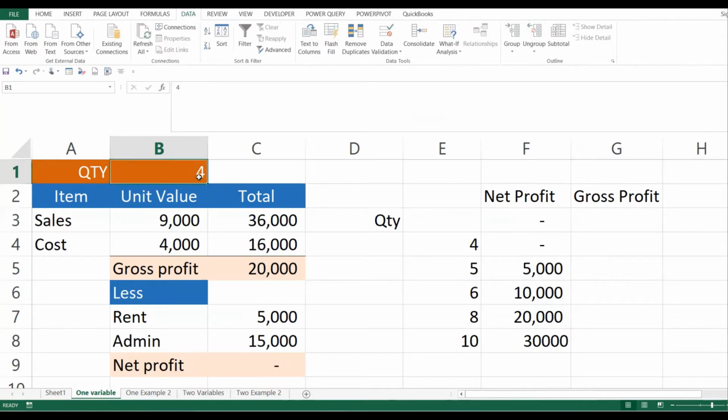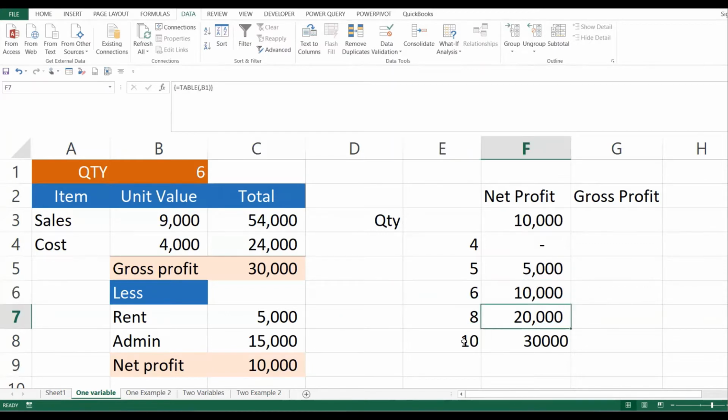So you can see when the quantity is 4, our net profit is 0. Then if our quantity is 5, our net profit is 5,000. If our quantity is 6, our net profit will be 10,000. So if I come here and change this one to 6, you can see our net profit is 10,000.